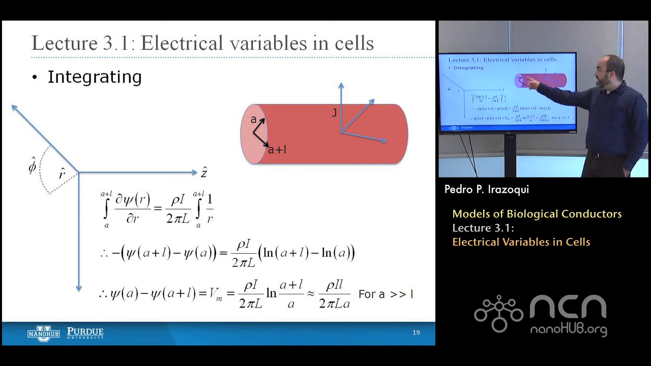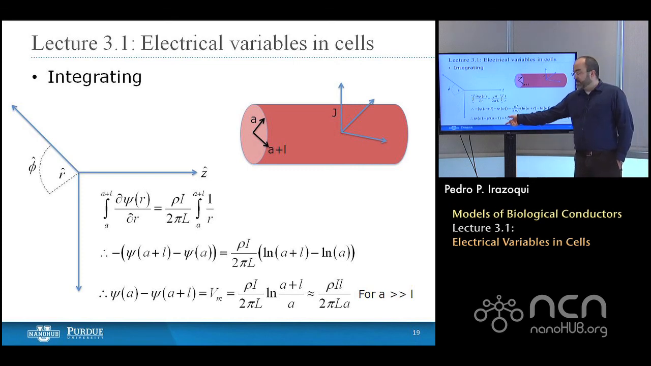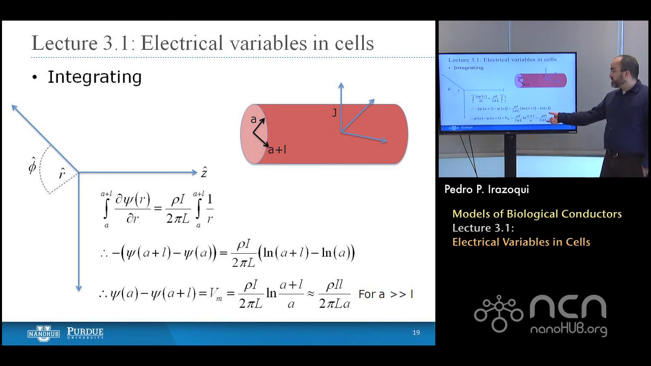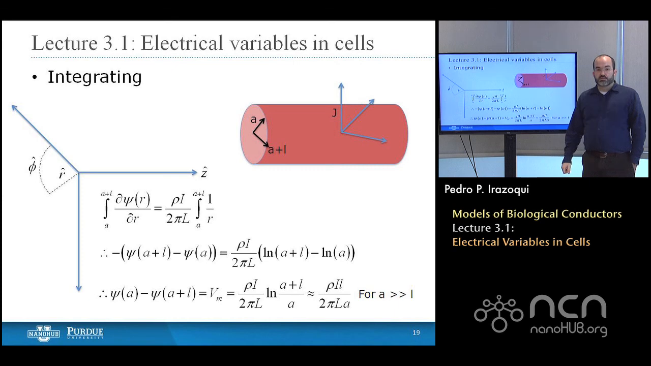And if A is much, much greater than L, so if the inner radius of the membrane is much, much greater than the membrane thickness, which is true for an axon, then this natural logarithm simplifies to L over A. So we have solved for the membrane voltage as a function of the resistivity, the current through the membrane, the infinitesimal thickness of the membrane divided by 2 pi times the length of the segment we're looking at and the inner radius.